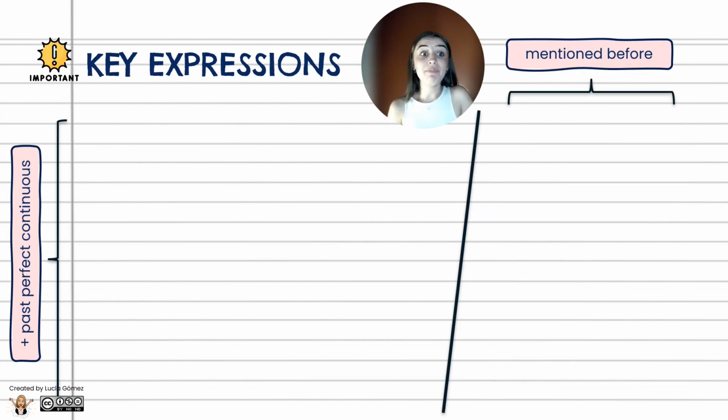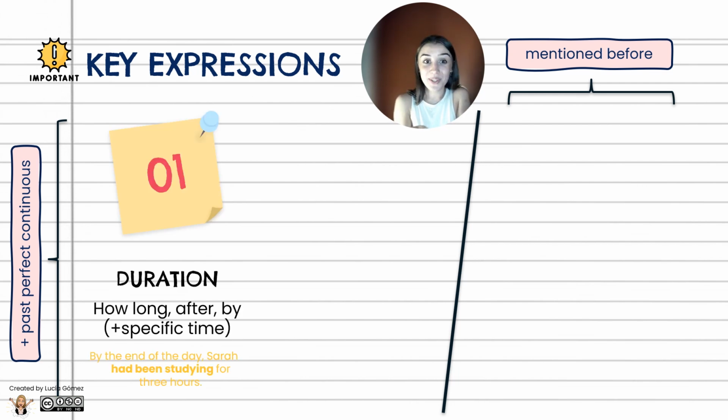As always, let me share with you some key expressions, some signal words, some clues so that you can handle the past perfect continuous better. First of all, remember that as I've been presenting and mentioning in the previous slides, we are always going to use the past perfect continuous to talk about duration. There's going to be certain emphasis on duration. So first of all, that's what you're going to see here.